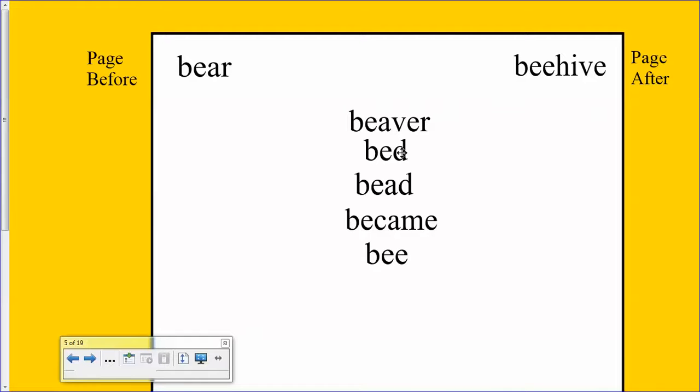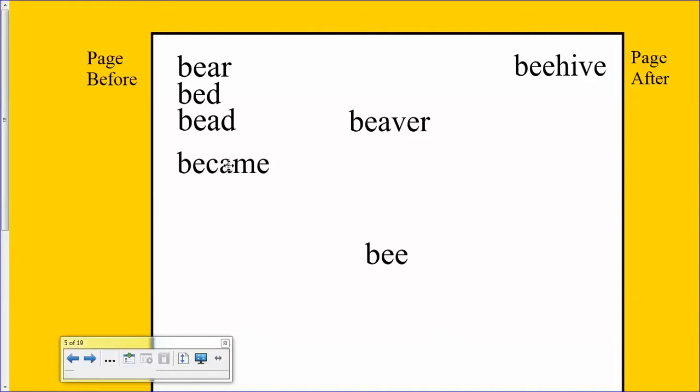I can check that bed belongs on this page, bead belongs on this page, became belongs on this page because C comes before E in the dictionary, and B-E-E comes before beehive in the dictionary because this word is done being spelled. There's no letters that come after the E, so it would come before beehive in the dictionary.